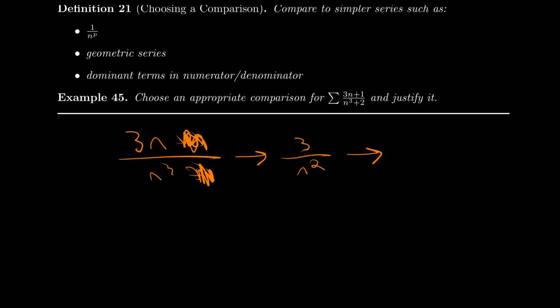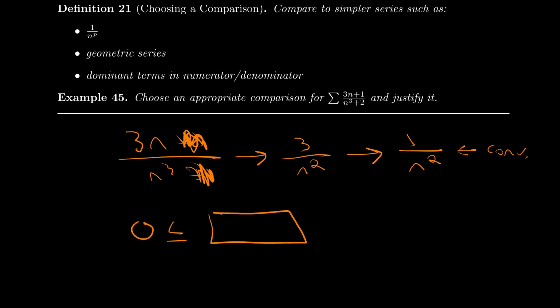So then what we're going to compare to is just 1 over n squared. That's going to be enough. We know that this converges. So then we're going to set this up like it's a convergence. Okay? And that's how we're going to continue with this. How does the convergence work? The convergence works, remember, it's always 0 less than or equal to one of the terms less than or equal to another one of the terms.